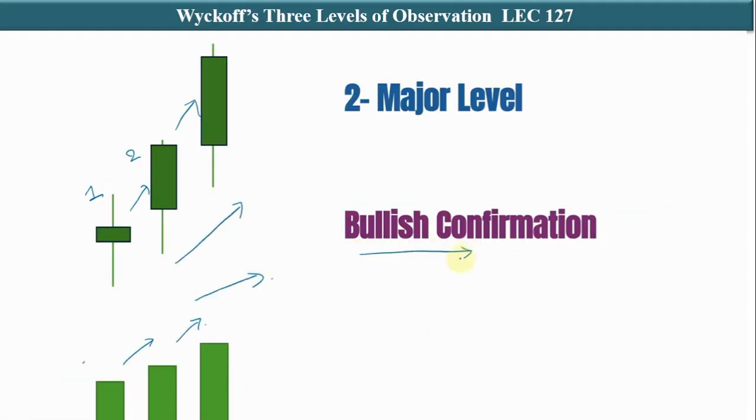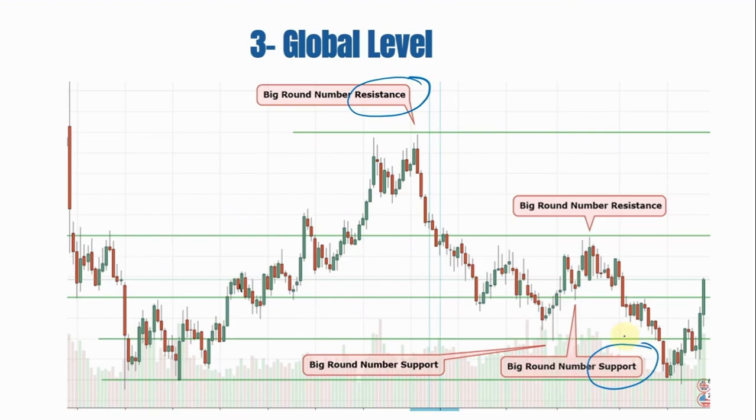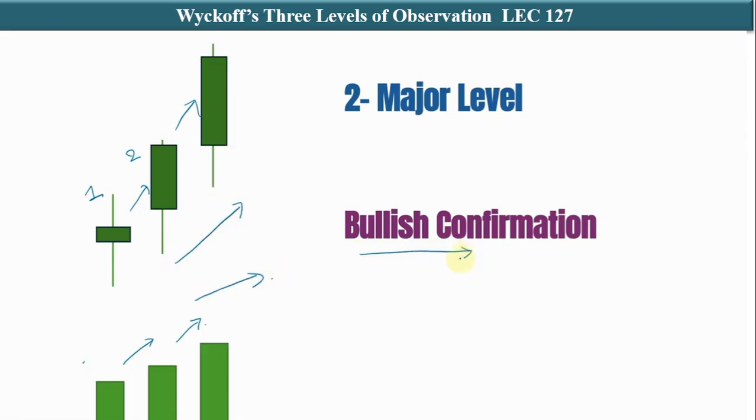What about the major level? At the major level, we analyze multiple candlesticks together. We compare price and volume movements over several days. That is important. If the price and volume both increase over consecutive days, it confirms a bullish trend. If price rises but volume falls, it may signal weakness, or I can say a trap.